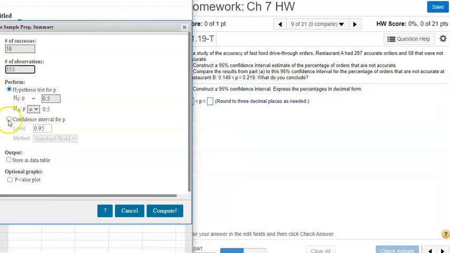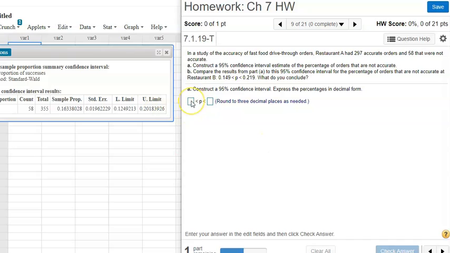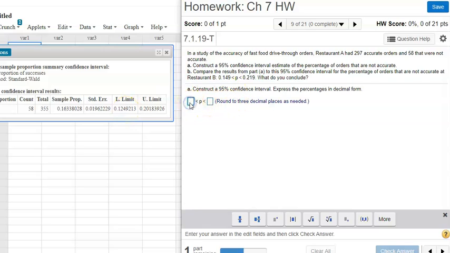355. I'm doing a confidence interval, and for this one it wants 95%, so I'm going to leave that as 95%. And this is giving me my lower limit and my upper limit, which is what they're asking for in these 2 boxes. And for these, you have to pay special attention to the directions. This says express the percentages in decimal form, which means I'm going to leave them in the form they are in StatCrunch, and then it says round to 3 decimal places. For my lower limit, that's going to make that 0.125. My upper limit is going to be 0.202.